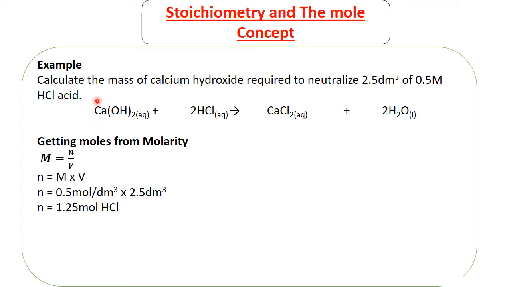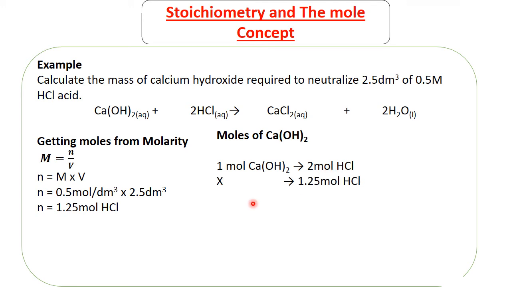Then we're going to use mole ratios to tell the number of moles of calcium hydroxide that are going to participate in the neutralization reaction. So moles of calcium hydroxide, mole ratios. According to this equation, 1 mole of calcium hydroxide requires 2 moles of hydrochloric acid. What about 1.25 moles of hydrochloric acid? How many moles of calcium hydroxide is it going to react with?